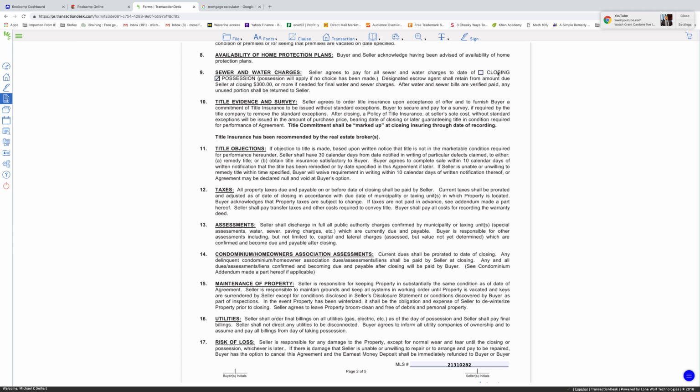Sewer and water charges. If it's a vacant home, you're going to close out the water at closing, meaning that the water is going to be paid up to the date of closing or the date of possession. So the title company will hold another $300 out of the proceeds, and they will pay the water bill.